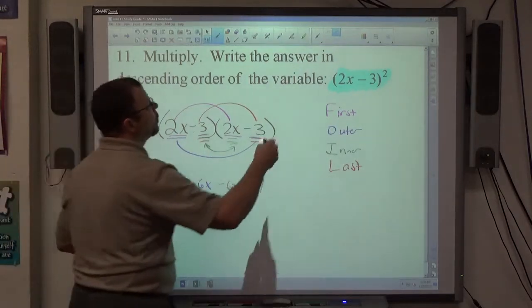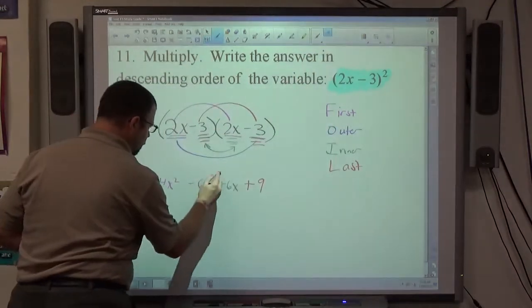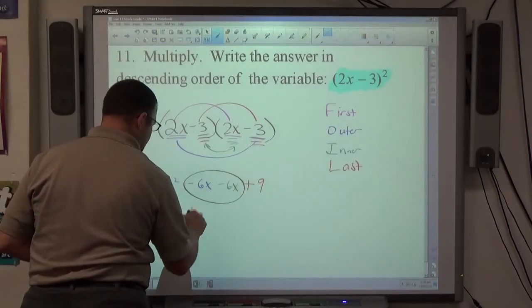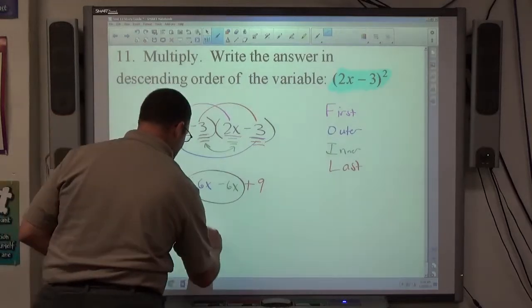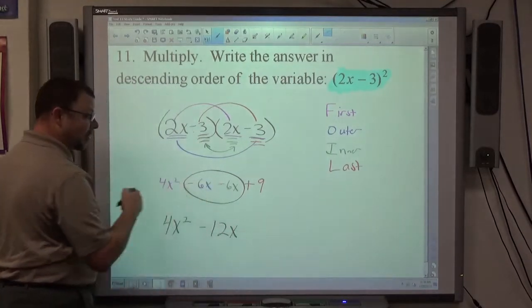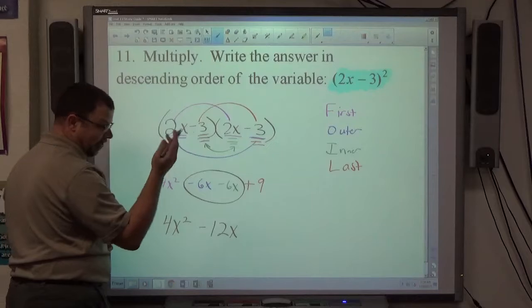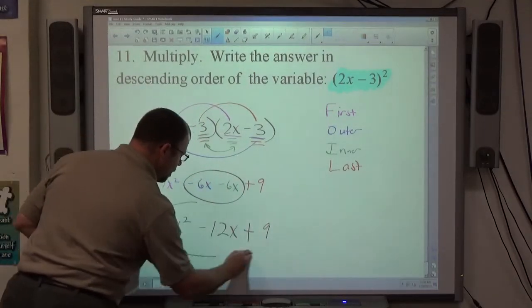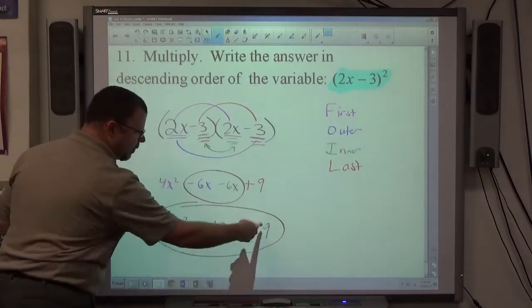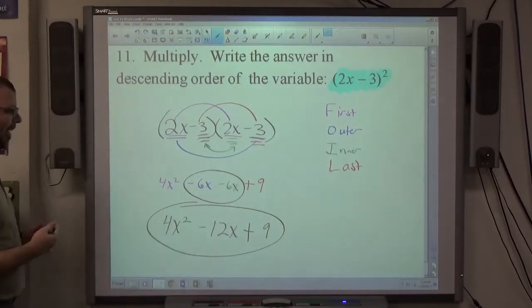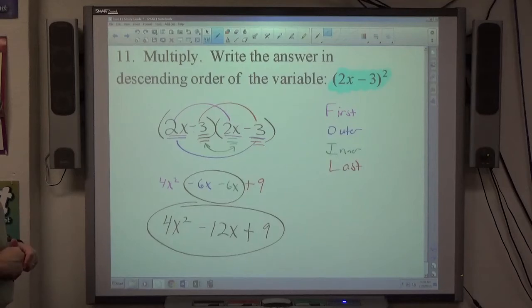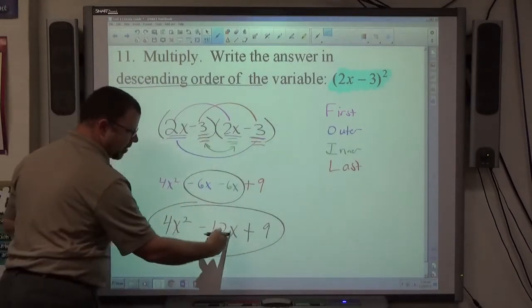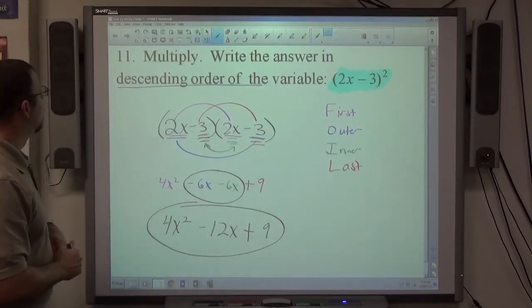Once we get all four of these products, then we simply combine like terms. These are the like terms, nothing else is. So 4x squared is fine the way it is. Negative 6x and negative 6x make negative 12x. Addition because the signs are the same. Negative because they're both negative. Plus 9. And notice, x squared, x the first, constant, descending order of the variable. That happened automatically. It doesn't necessarily have to happen. But again, when it does say do this, x squared, x the first, constant, that's descending order.